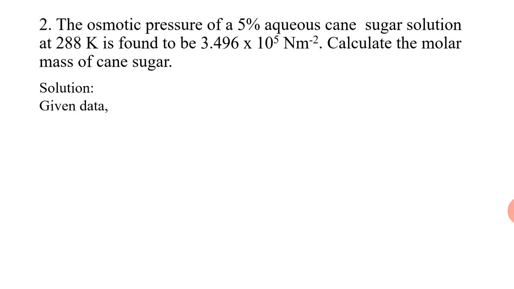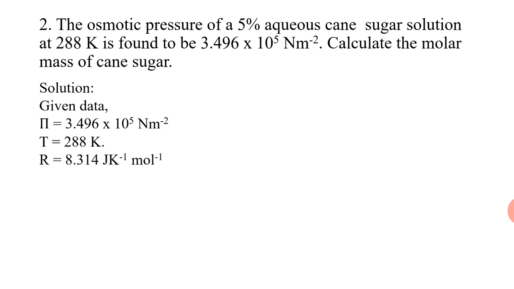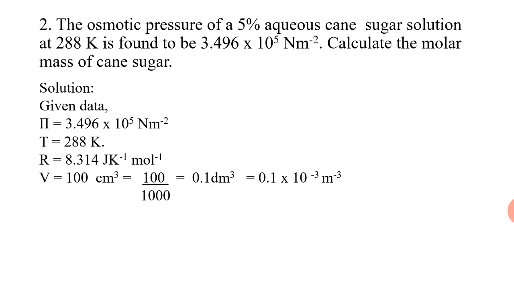So write down the given data. First, osmotic pressure is 3.496 into 10 raised to 5 Newton per meter square. Temperature is 288 Kelvin. R is 8.314 Joule per Kelvin per mole. Volume is 100 cm cube. Dividing by 1000, convert into 0.1 dm cube, and again multiplying by 10 raised to minus 3, convert into meter cube. Now weight is 5 gram. We have to calculate M2.